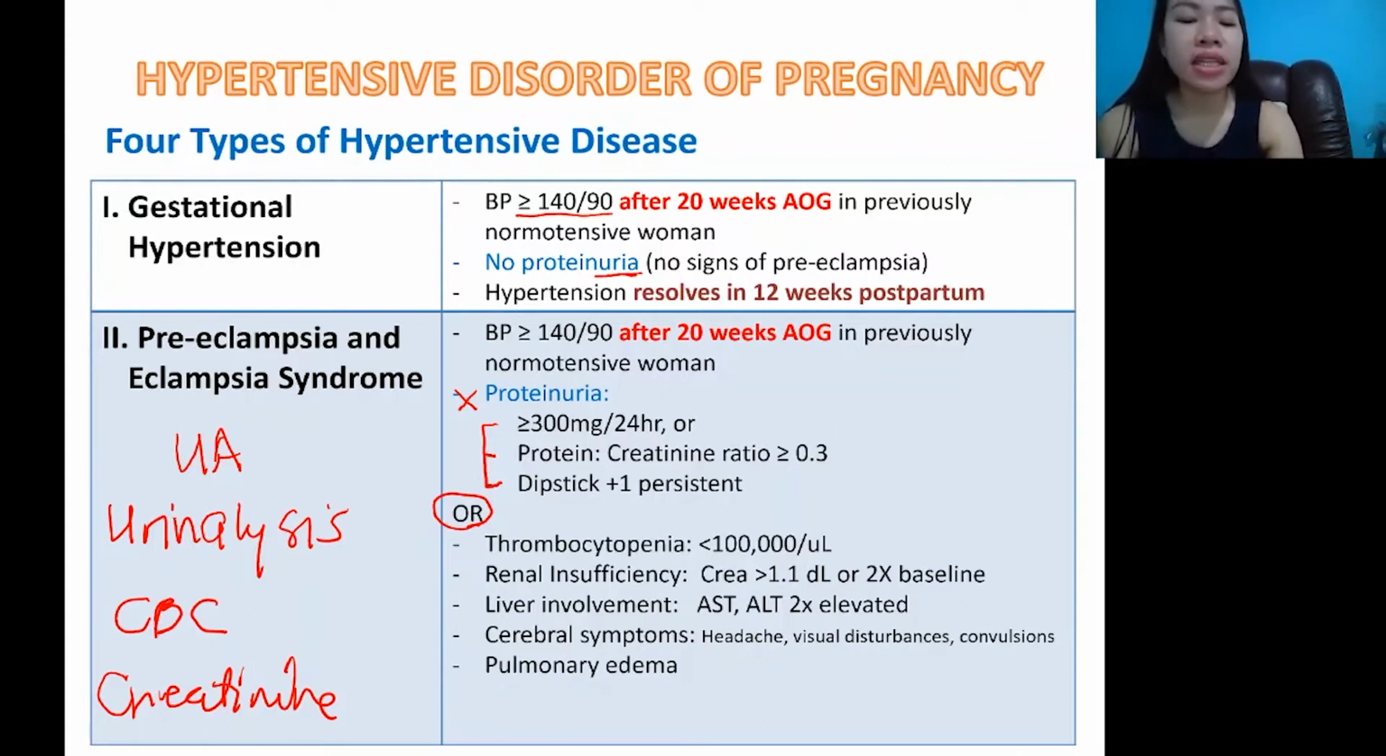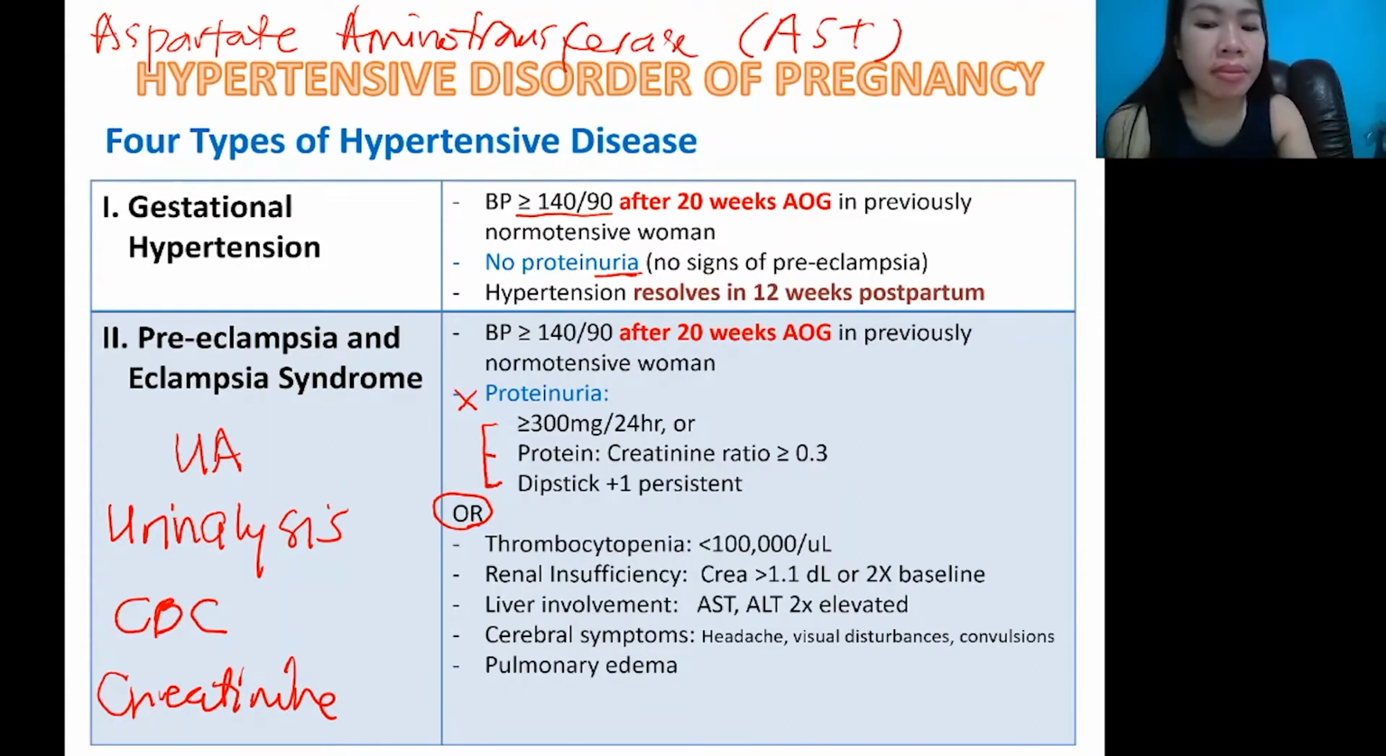Next, liver involvement. Titingnan din natin, meron na rin ba tayong problem sa liver? So what are we going to look at? We look at the liver enzymes. So we have liver enzymes, AST, aminotransferase, and ALT, class. So they will be twice elevated. Okay? So yan yung mga tinatawag nating liver enzyme. So, these liver enzymes, kapag tumaas sila, ibig sabihin that the liver is no longer functioning well. So, pag sinabi nating AST, that would stand for aspartate aminotransferase. Okay? AST.